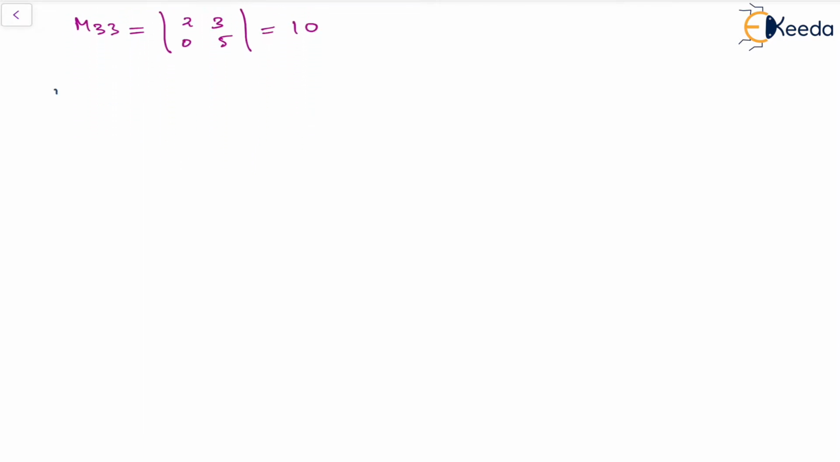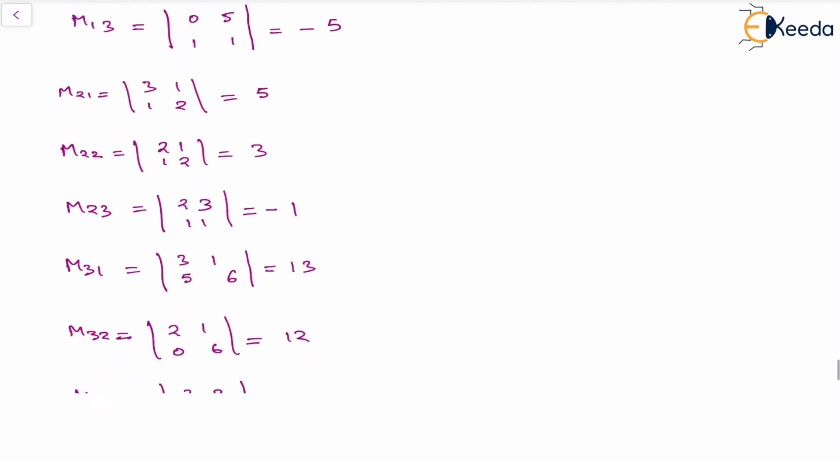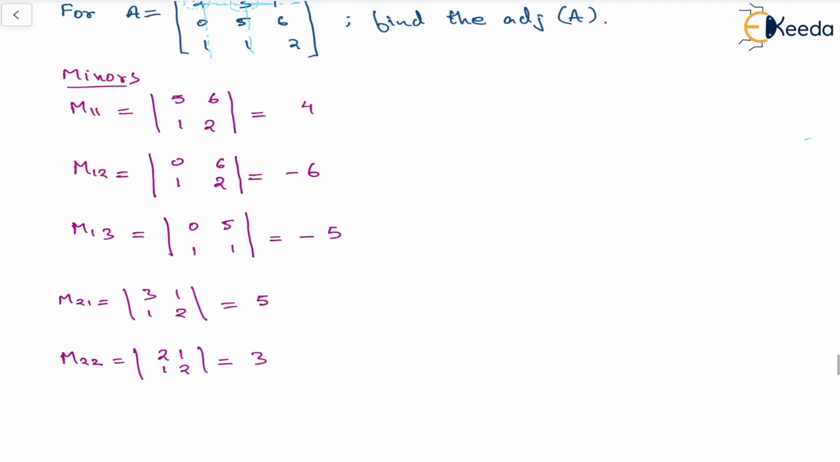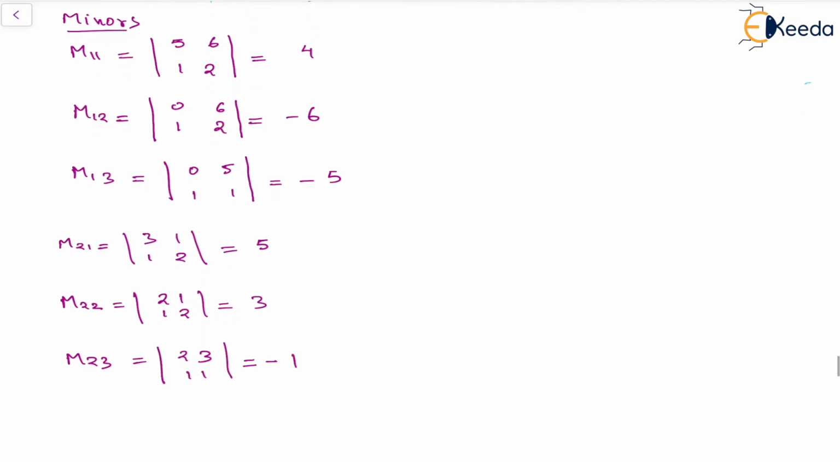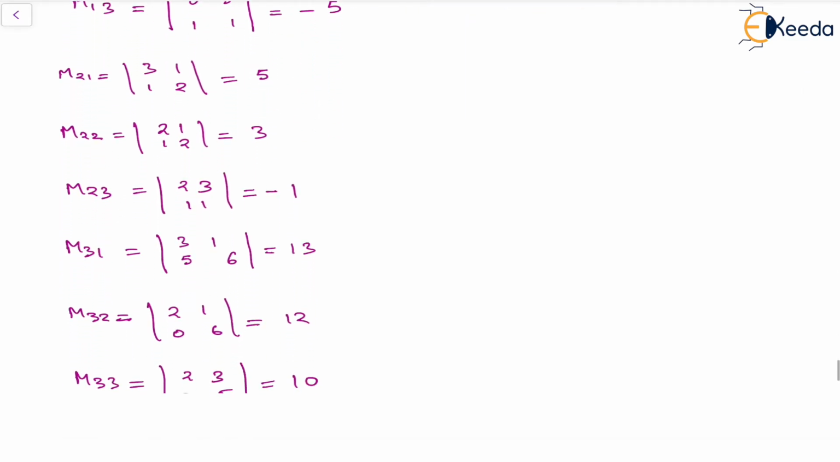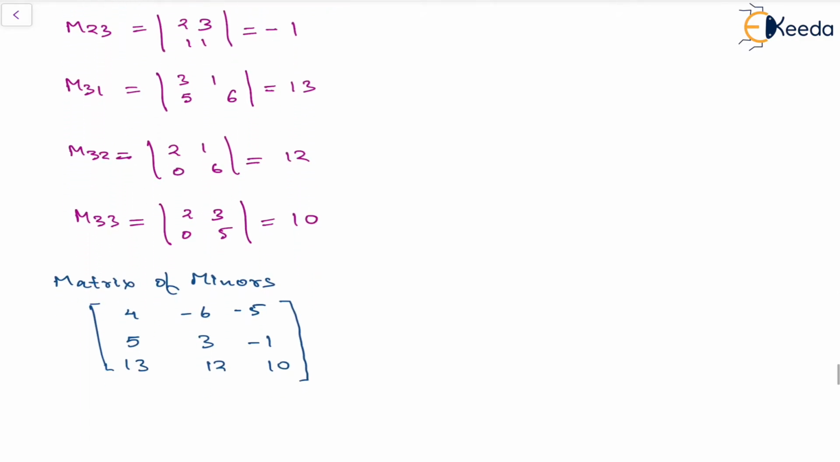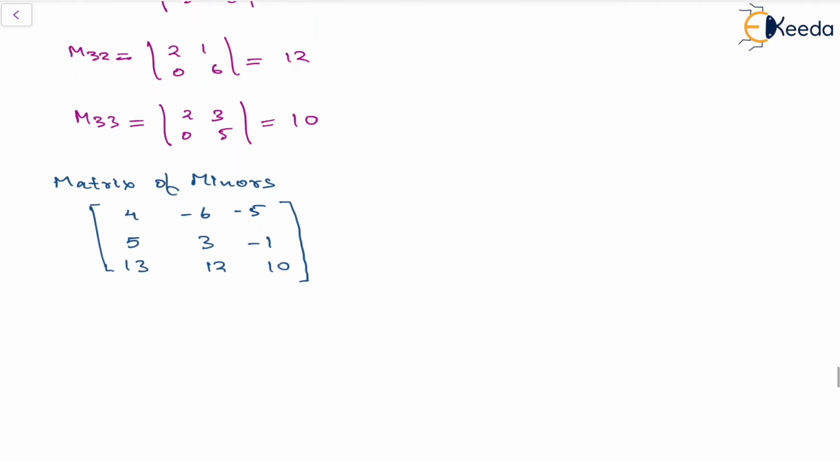So this matrix of minors will be 4, minus 6, minus 5, 5, 3, minus 1, 13, 12 and 10. This is from all the minors we have formed. So M11, M12, M13 will form row 1, M21, M22, M23 will form row 2, and M31, M32 and M33 will form row 3.